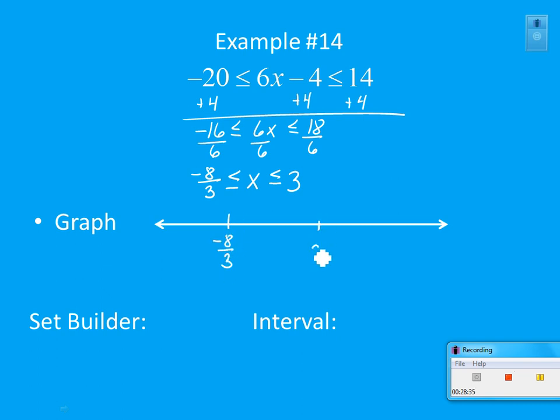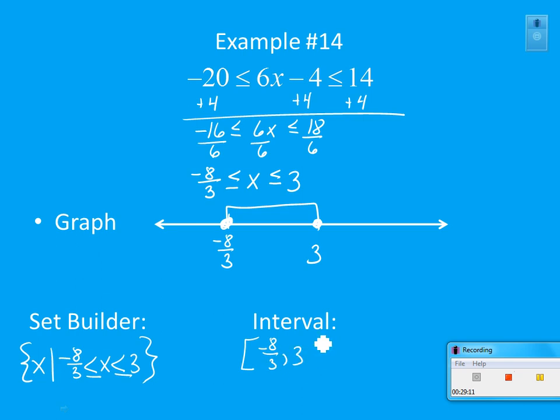So here's what the graph looks like. Closed dots on negative 8/3 and 3, and everything between. In set builder notation, I'm between two numbers, so the set of all numbers x such that negative 8/3 is less than x is less than 3. And then clean it up. Closed dot, so I need or equal to, or equal to. In interval notation, bracket negative 8/3, comma 3. So there's what we got so far.